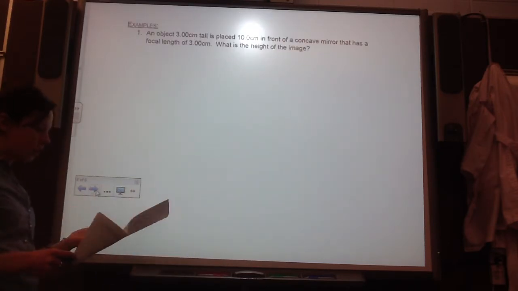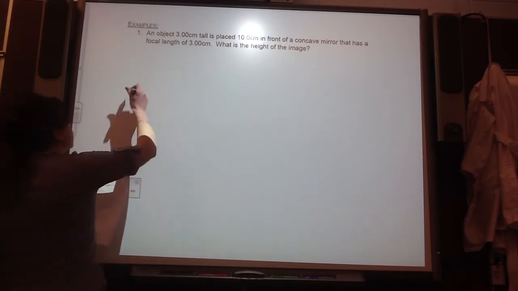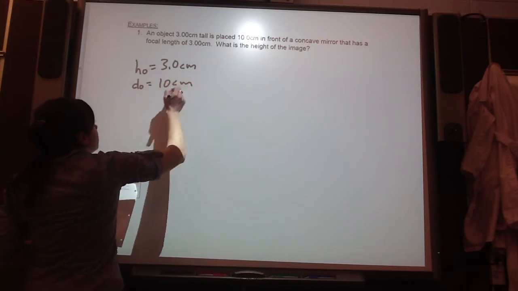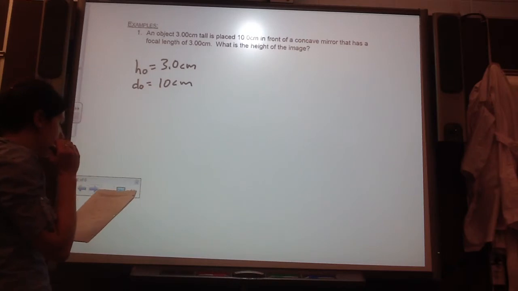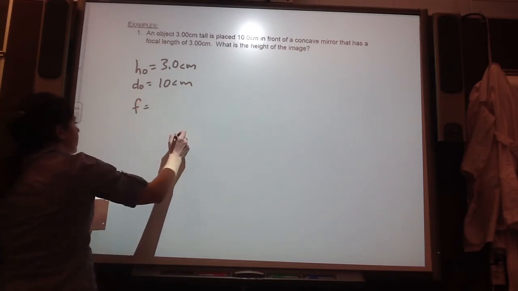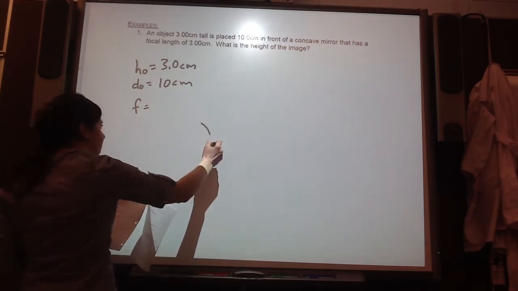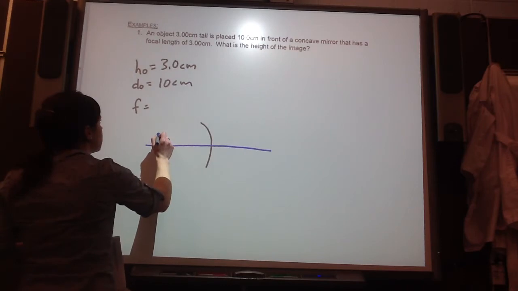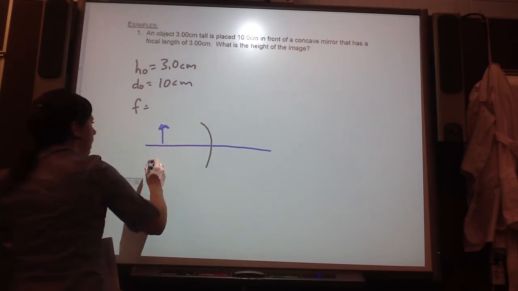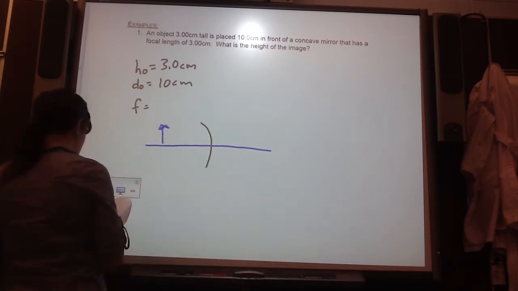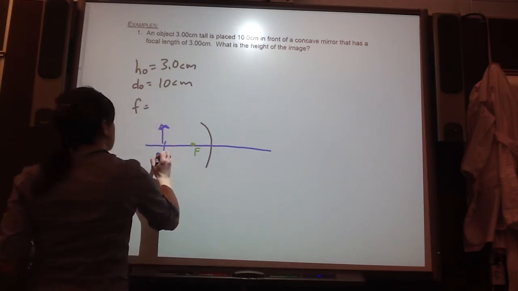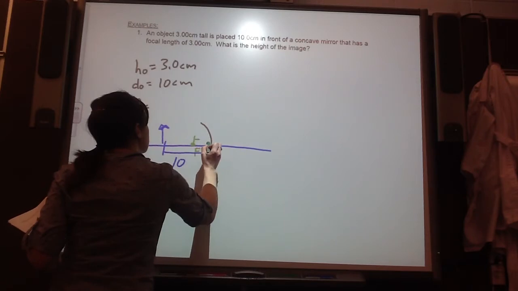All right, so let's do an example. An object is 3 centimeters tall, so HO is 3 centimeters, and it's placed 10 centimeters, so distance, from the mirror. And we're given a concave mirror. We're told that the object is 10 centimeters away, and it's 3 centimeters tall, and that the focal length is 3 centimeters. So this is 10, and this was 3.